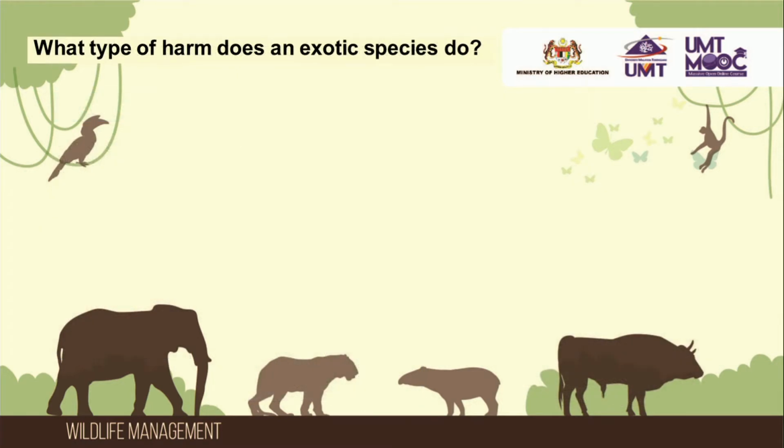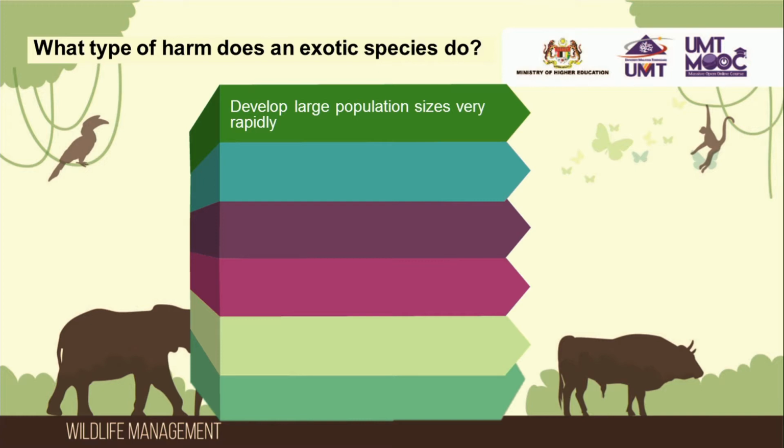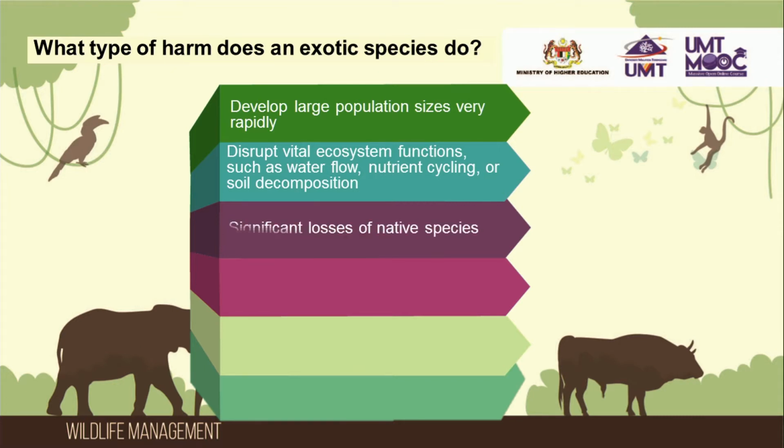Since exotic species are in a new environment, free from natural predators, parasites or competitors, they often develop large population sizes very rapidly. Some also have the potential to disrupt vital ecosystem functions such as water flow, nutrient cycling, or soil decomposition. When a new pest species is introduced, the defenses of the native species are not prepared to counter the attacks of the new pest. Therefore, significant losses are often experienced.